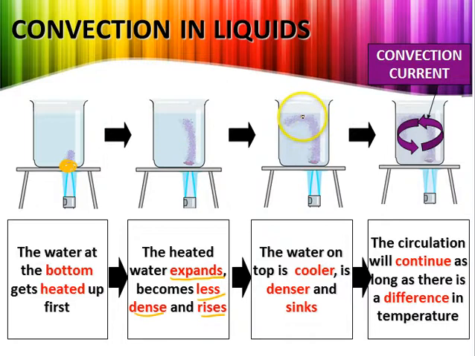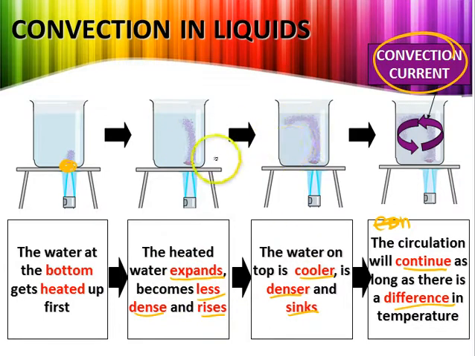And when the water is on top, it is cooler, or as you can say, it cools down. It will become denser and it will sink again. So you can see that the particles will linger here, it will cool down, and it will start to sink. This circulation will continue as long as there's a difference in temperature. This is what we term as convection current. So heated water expands, becomes less dense, and rises, and when the cooler water around here is denser, it will sink. These two set up a convection current. So this is how convection works.